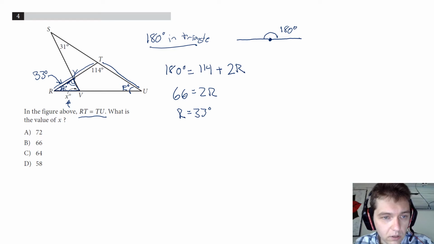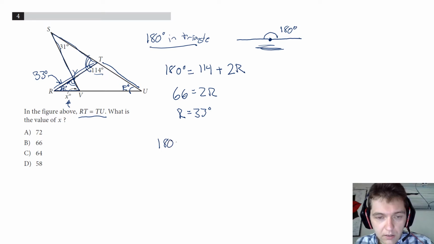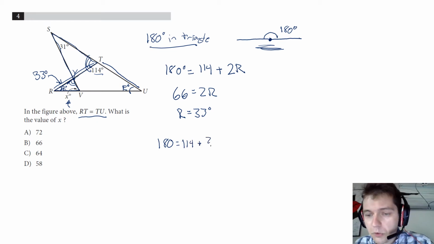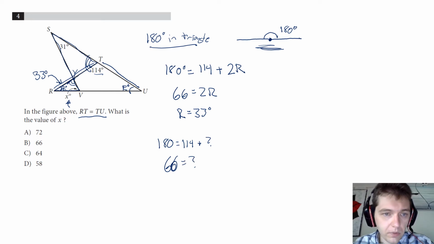Now let's take a look at this STY triangle. You know from the given that any line is equal to 180 degrees, and you have 114 on one side. This angle in here must satisfy 180 is equal to 114 plus that unknown angle. So subtract 114 from both sides. We just did this in the last one: 66 is equal to that unknown angle. So right here we have 66 degrees, and that allows us to solve the STY triangle.